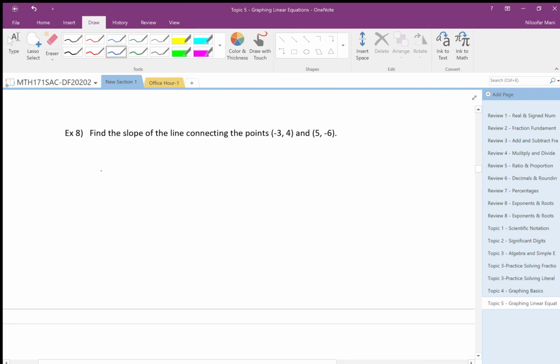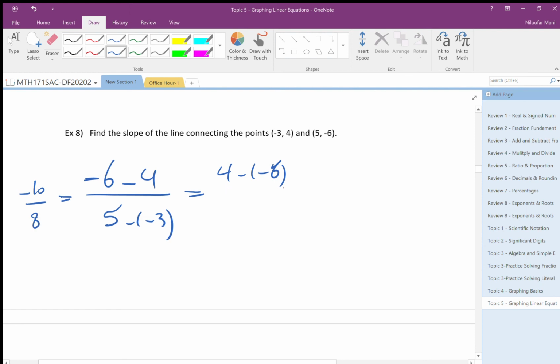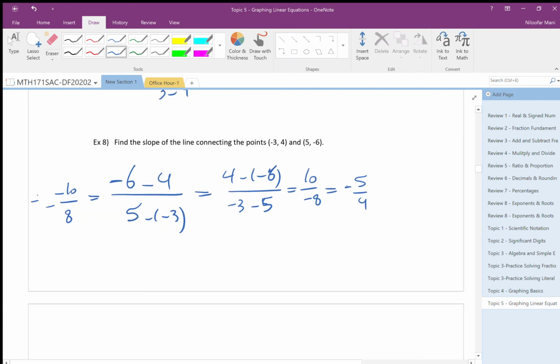For this example, it doesn't matter. I start from this, minus 6, minus 4 over 5, minus 3. Be careful here. I have minus 3 because I already have minus 3, so I do minus minus. Don't forget. Okay, or I can say 4 minus 6. So this one is minus 10 over 8, and okay, so I start from 4, so here I start from this, which is 10 over minus 8. That's minus 5 over 4, and here that's minus 5 over 4 as well. I should reach the same value, otherwise I'm making a mistake.